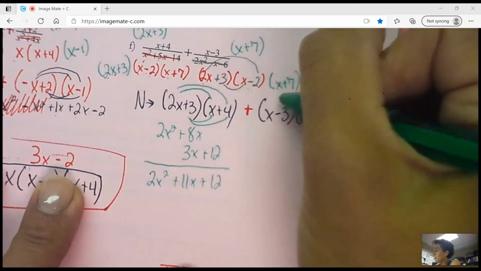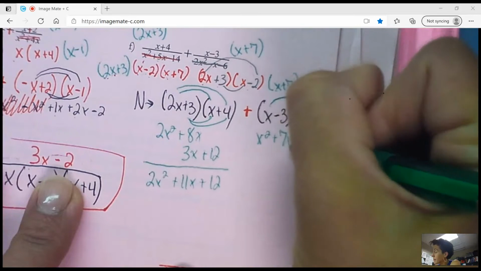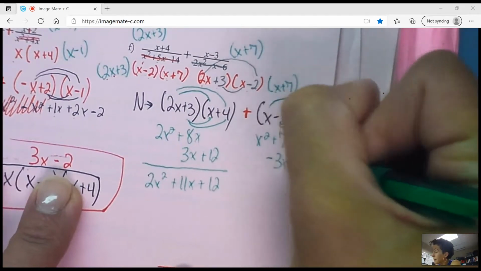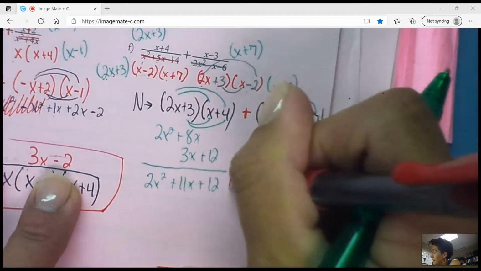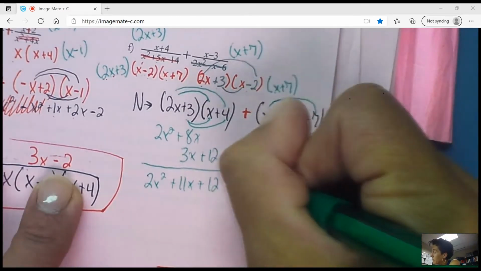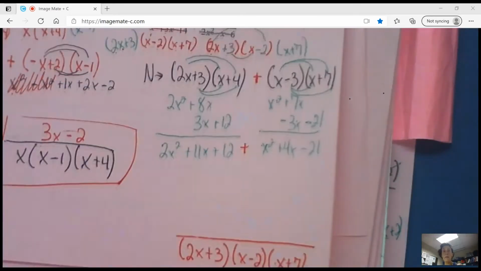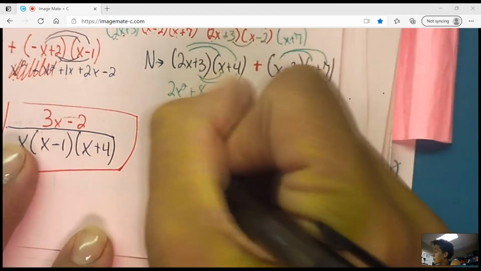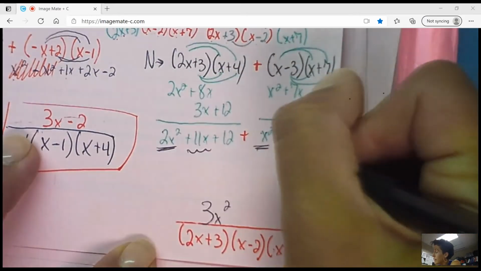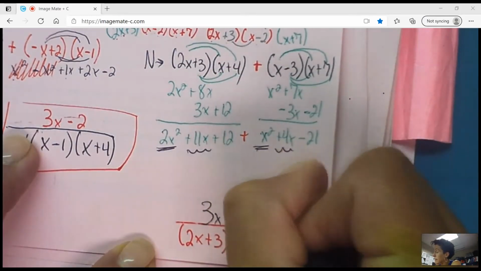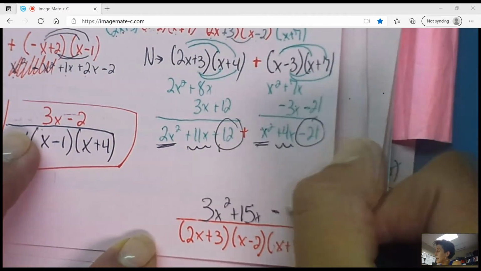Now I'm going to have the neighbors meet the neighbors here. x squared plus 7x minus 3x minus 21. So here comes that plus, just dropping down. x squared, this is 4x, and this is minus 21. And now I'm just going to keep going by combining like terms. So the 2x squared and the x squared can make a 3x squared. The 11x and the 4x can make a 15x. And the 12 minus 21 can give me a negative 9.